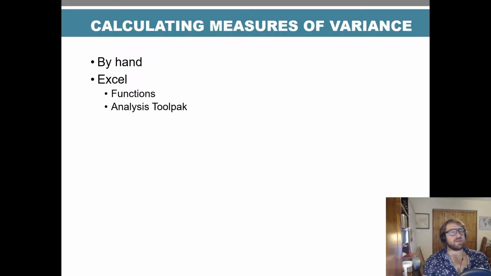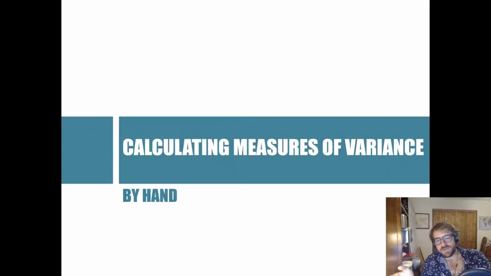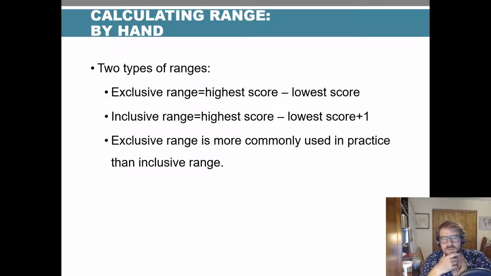Of course, like last time, we can do it by hand. You can also do it in Excel. We're going to talk about by hand first, but once we talk about Excel, you'll probably never do it by hand. But it's good to know, right? So we have two types of ranges. We have an exclusive range and an inclusive range. We'll talk about that in a second. But the formula for exclusive range is the highest score minus the lowest score. It's just that easy. The inclusive range is pretty much the same thing. It's the highest score minus the lowest score plus 1.